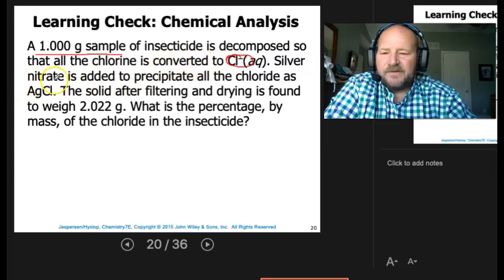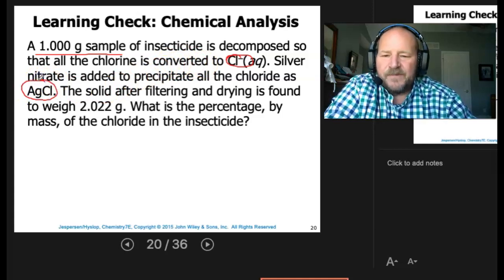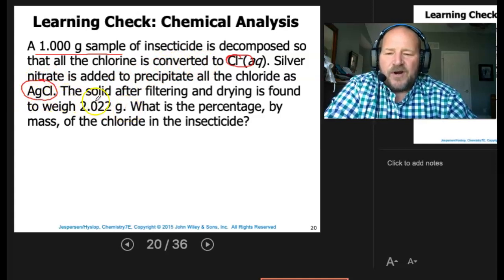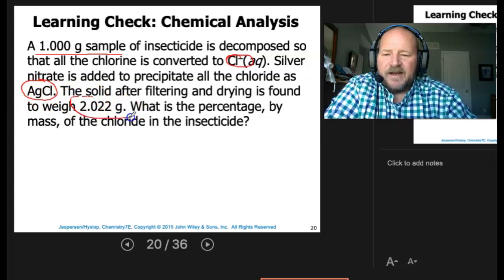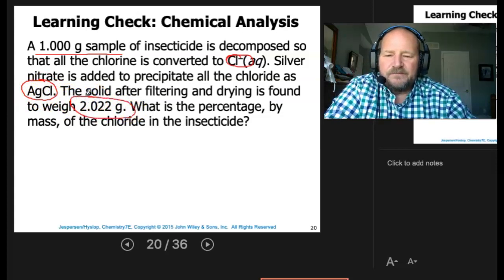Then we're going to add silver until we can get all of it to turn to silver chloride. Then we're going to dry that product out and find out how much product we actually made. Then what we want to know is, what is the percentage by mass?